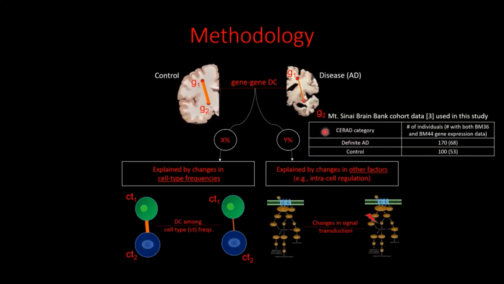The data for this study is obtained from the Mount Sinai cohort study, and the AD samples are the definite AD, and there are 68 samples for BM36 and BM44 regions together, and for control there are 53 samples for those two brain regions together. This number varies because there were 4 tissues considered, and when I consider a pairwise disease correlation between two tissues, I take only the samples whose gene expression exists for both of the tissues.